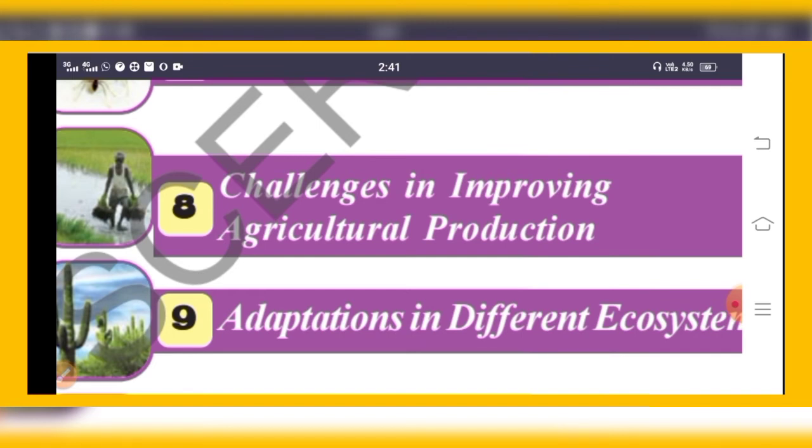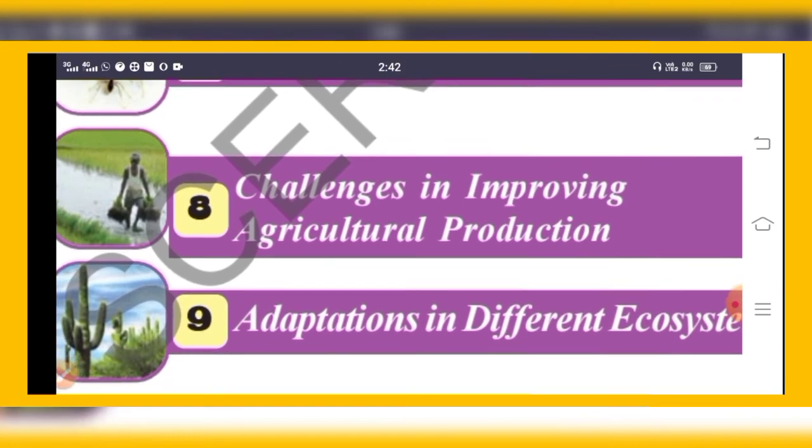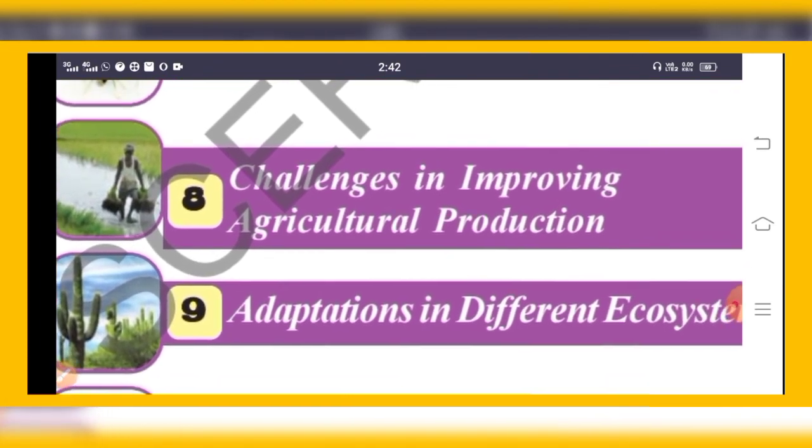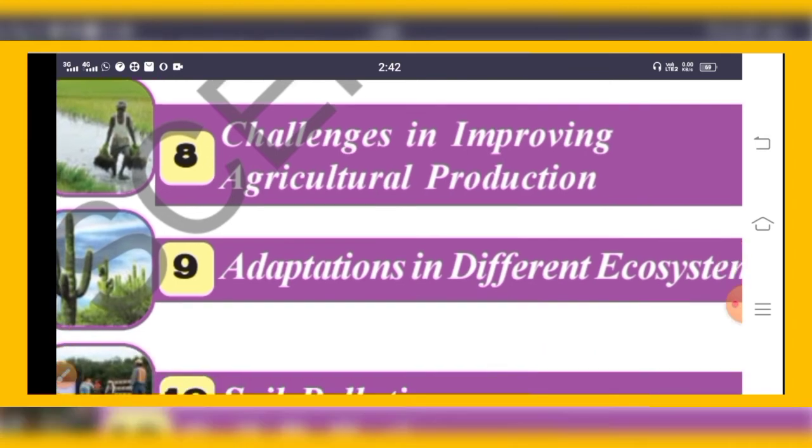Nowadays the most important person in this universe is the farmer, so we should support the farmer. Why? Because we survive only through the contribution of the farmer. Challenges in improving agricultural production: here we will study how to farm in a limited area, with less water, less effort, and less cost. How can we get more crop and more benefits? Those steps we will study in this chapter.